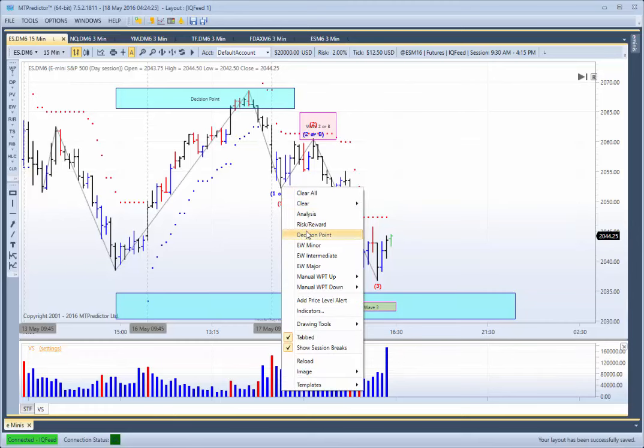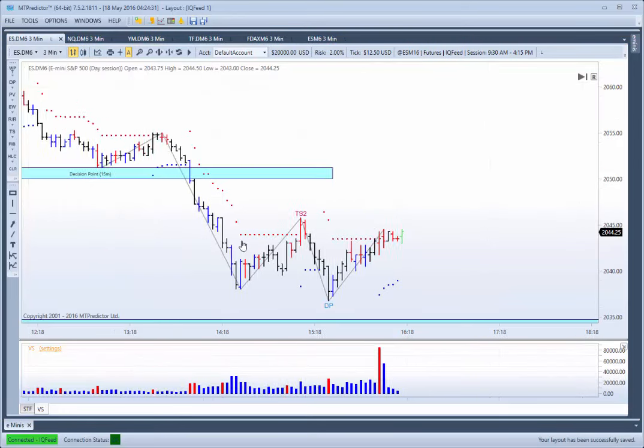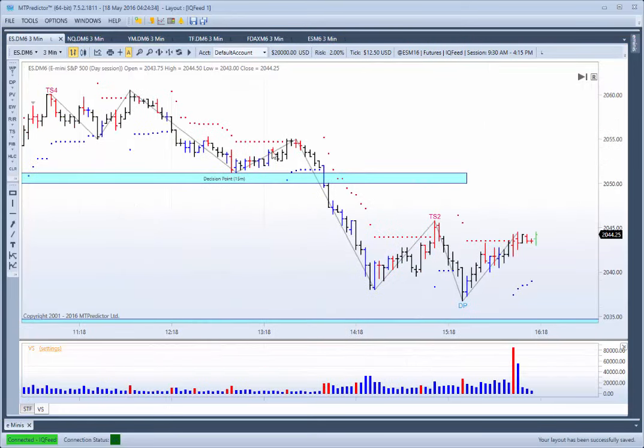The market did pause ever so slightly at this particular level on this DP from here, but if we go down to the 3-minute chart, you can see there were no buy setups at that level anyway. So it rolled over and kept going through.